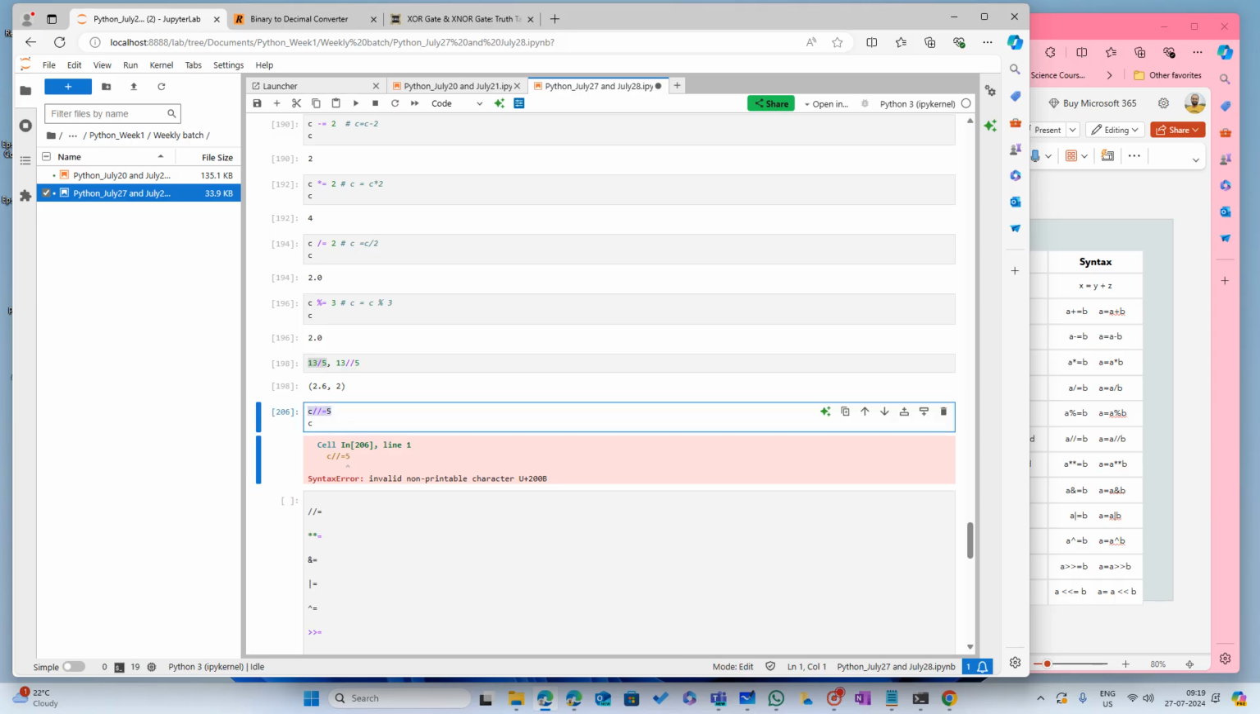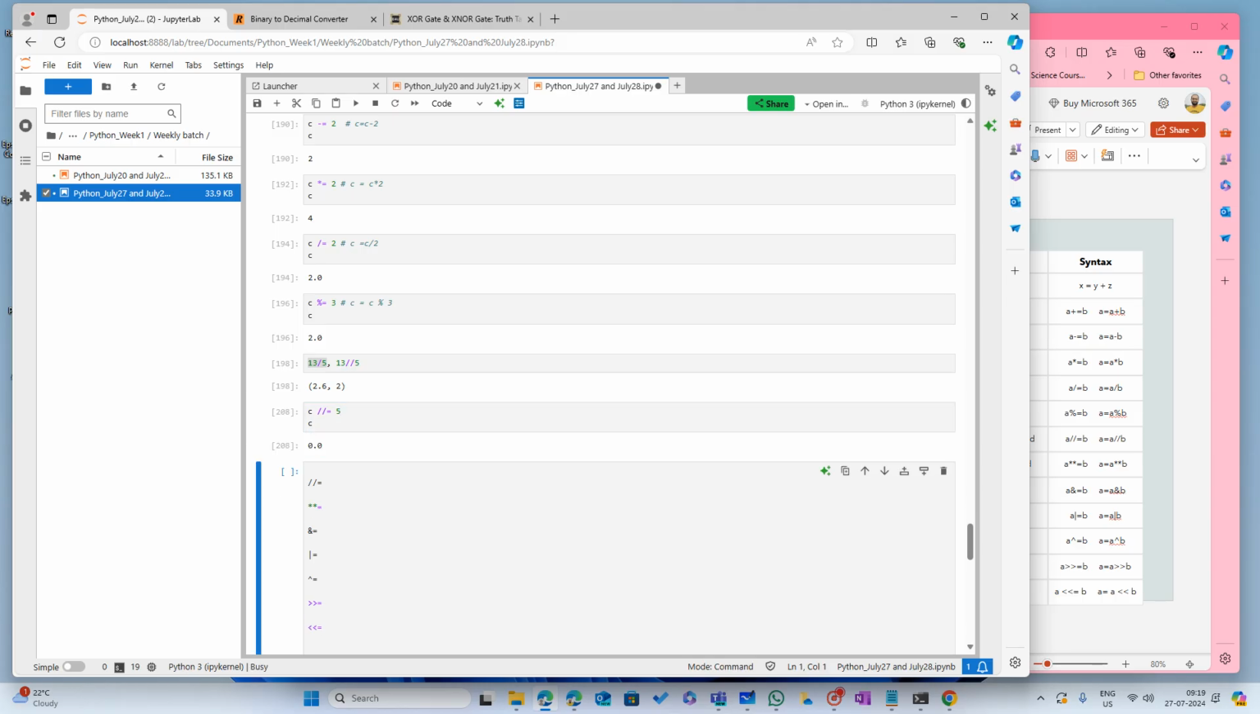Okay, I think I understood why. So C slash slash equals 5. The thing is, for floor division, this anyway is floor division, this is understood, but slash also has some meaning in Python. That's why it was giving unprintable.